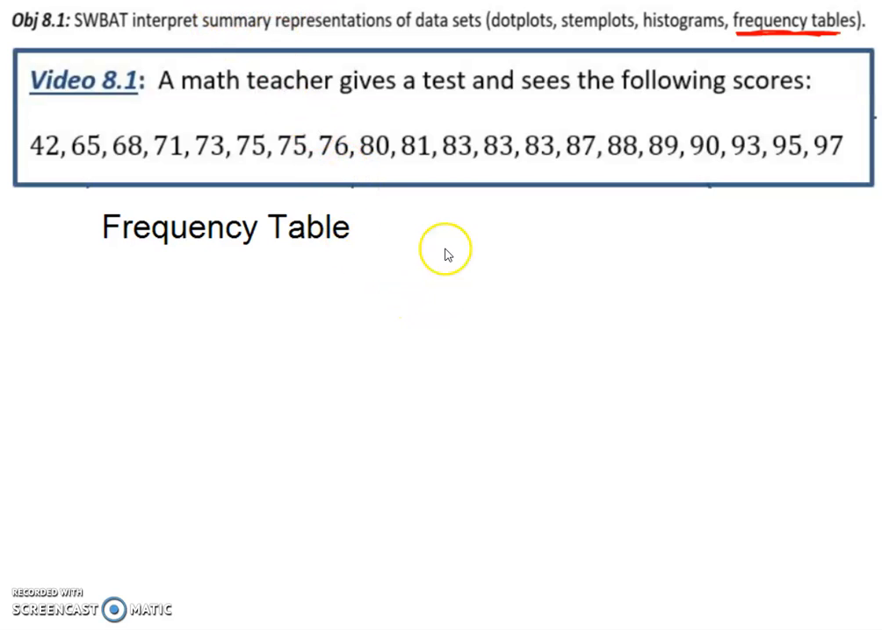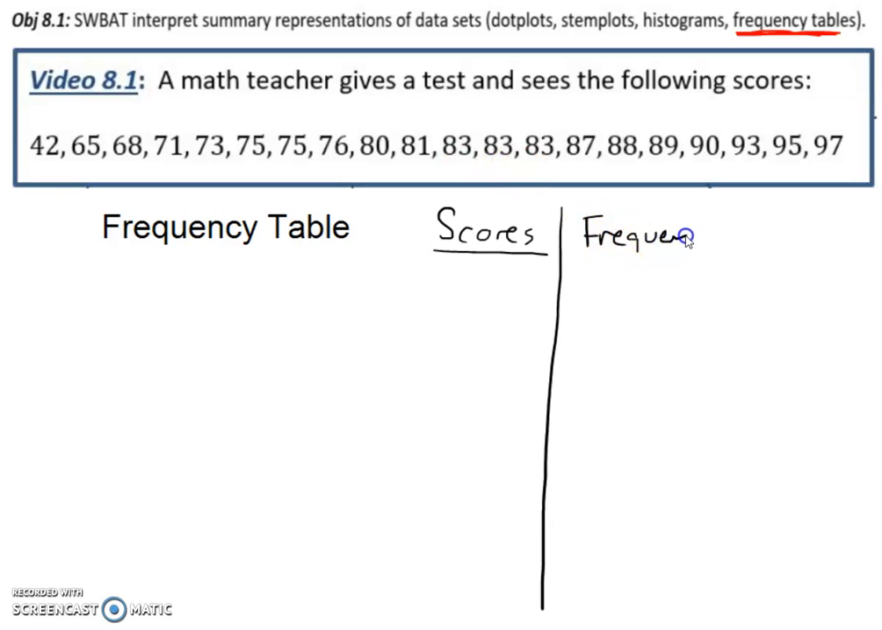So what we're going to do is this. We're going to make a table that has 2 columns. We're going to write scores in one column and frequency, which means how many, in the second column. And then we can make a choice. How would we like to divide these up?